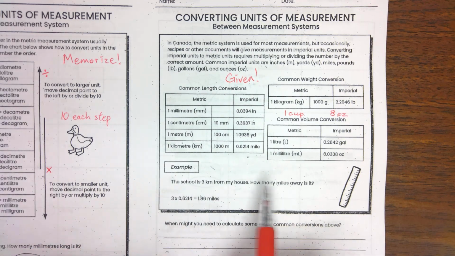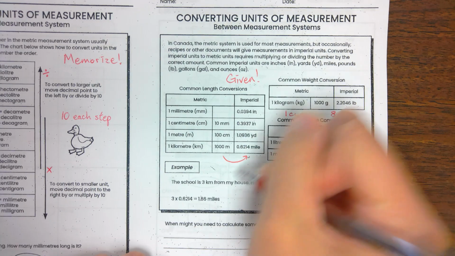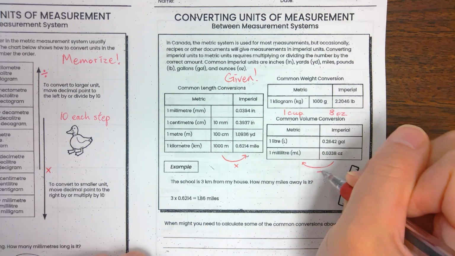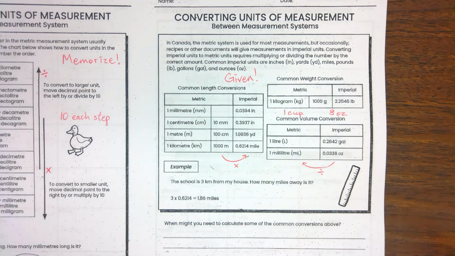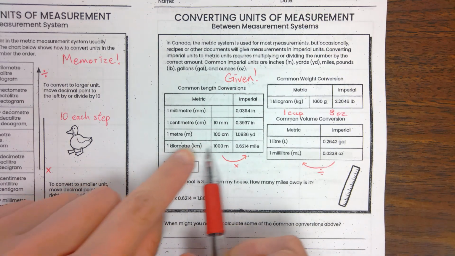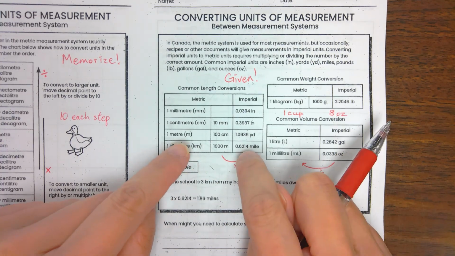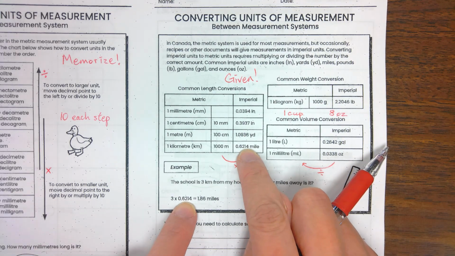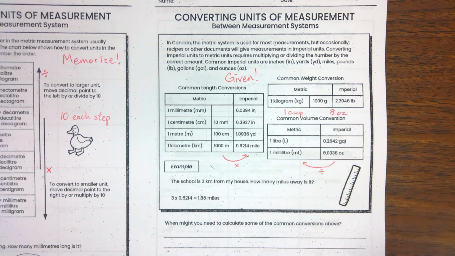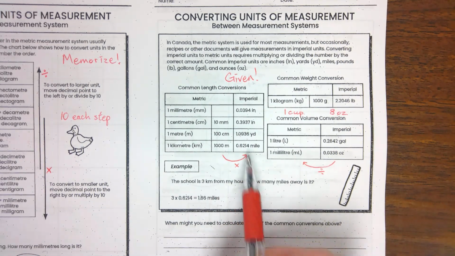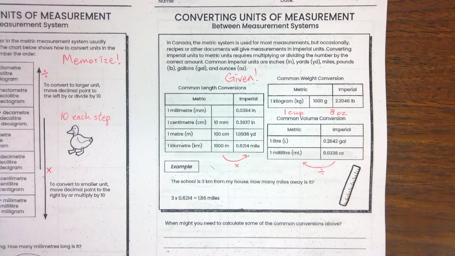So how do we do this? If we go from metric to imperial, we multiply. And if we want to go from imperial to metric, we simply divide by that number. So for example, if I want to know 3 kilometers to miles, I'm going from metric to imperial, I multiply it by 0.6214, and I get the answer in miles. Make sure you write this down on your chart. Going from metric to imperial, you multiply. Going from imperial to metric, you divide.